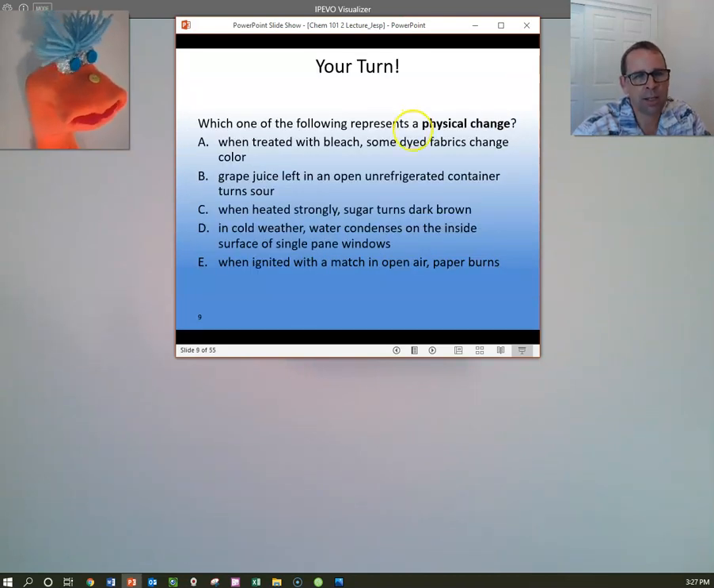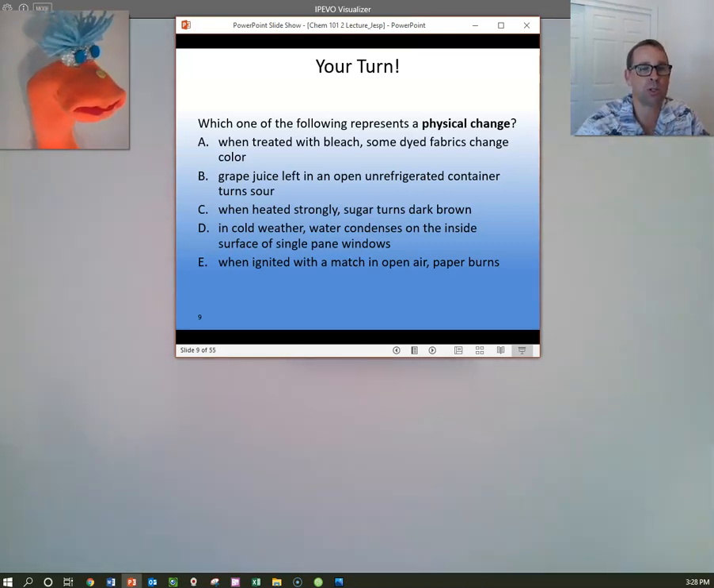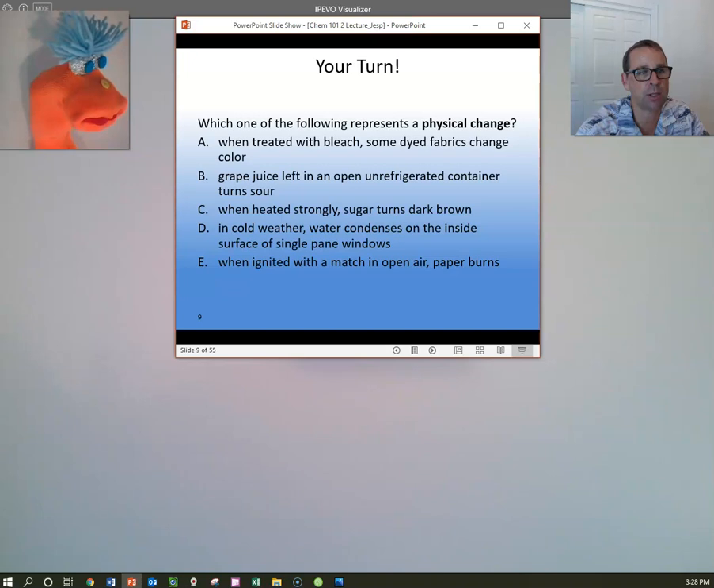All right, so look at these and see if you can figure out which of the following is a physical change. Not burning. Not E. If you light something on fire and it burns, that's a chemical change. Okay, very good. What about B, when you leave the grape juice in an open, unrefrigerated container and it turns sour? No, that's forming wine. That's fermentation. That's right. So that is not a physical change. I think the answer is C. Or no, sorry, D. The answer is D. Why?